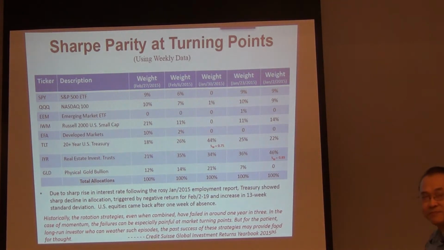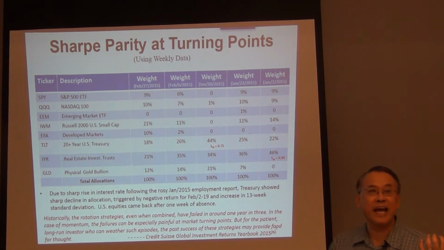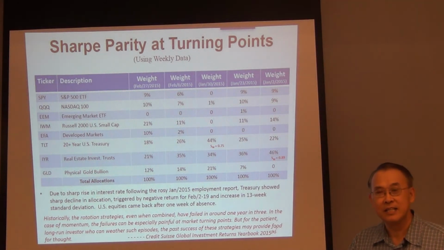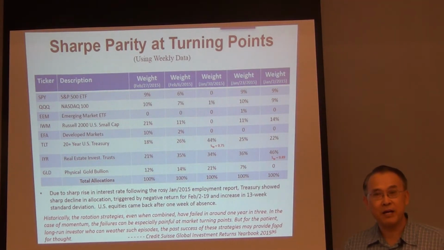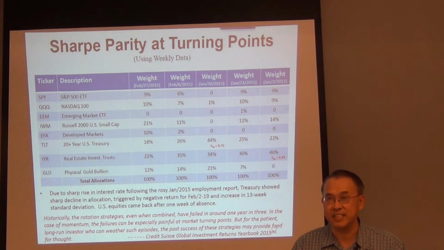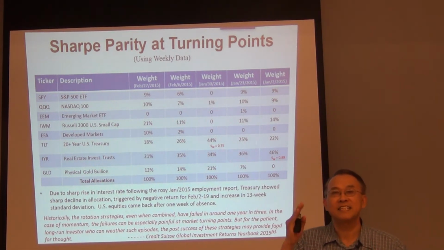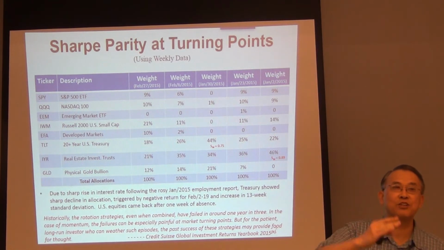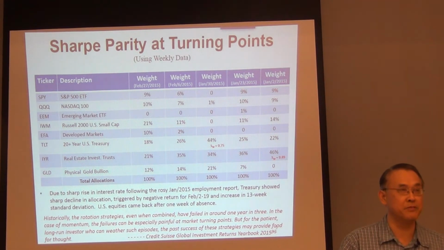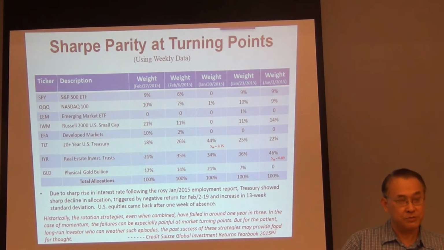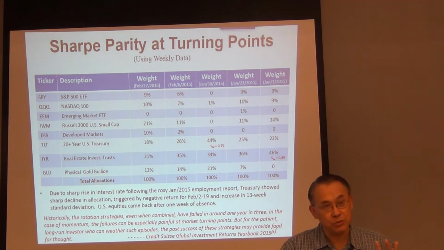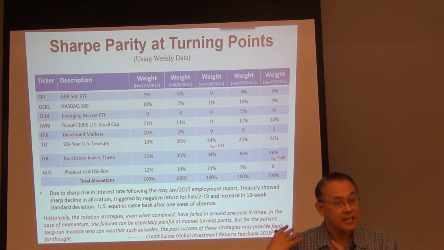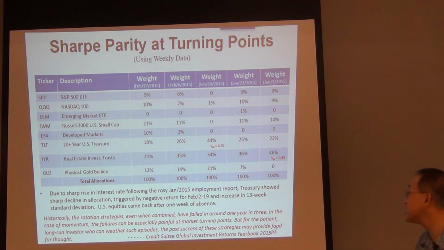So what actually happened was that some of the assets the Sharpe parity strategy was investing in were at a turning point, and turned from very good performance to very bad performance in a hurry. This amounts to a mini crash. And we'll talk a lot more about that in the later part of the presentation.